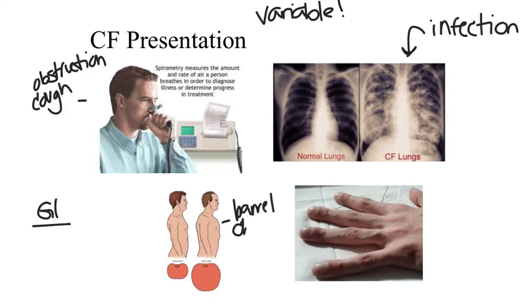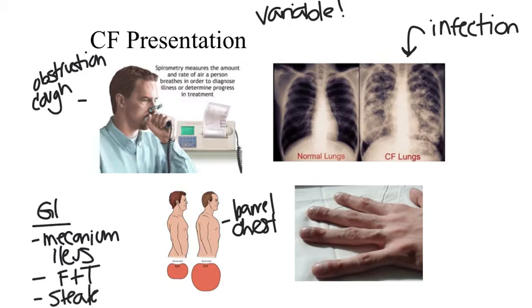On the gastrointestinal side, one of the most common signs of cystic fibrosis is meconium ileus being present at birth, which is a bowel obstruction that occurs when a child's first poop, called meconium, becomes even thicker and stickier than normal, creating a blockage in the small intestine. Other common signs related to gastrointestinal dysfunction include failure to thrive in infants and steatorrhea, which is excessively oily or fatty stool.